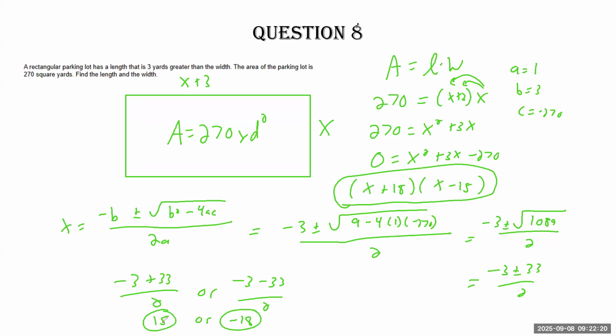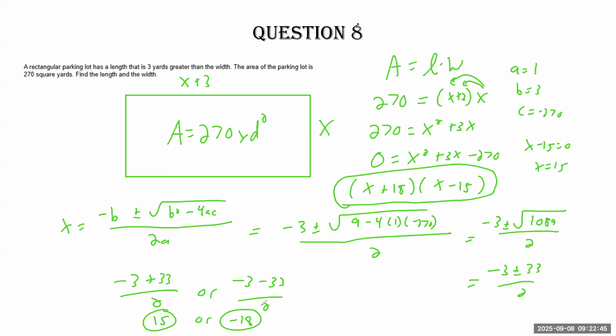So notice how when I got 15, I had to put x minus 15, because when you solve that, x minus 15 equals 0, then you get x equals 15. So if that's what the quadratic formula gave you, the factor had to be minus 15. When it's negative 18, the factor is plus 18. Either way, I don't need to go back and write out the factors once I've used the quadratic formula. I know that it's 15 or negative 18.